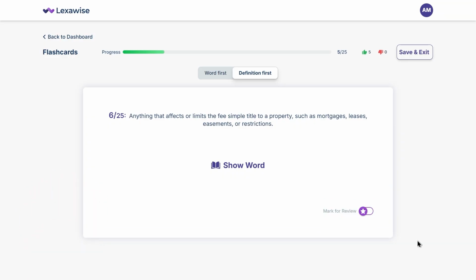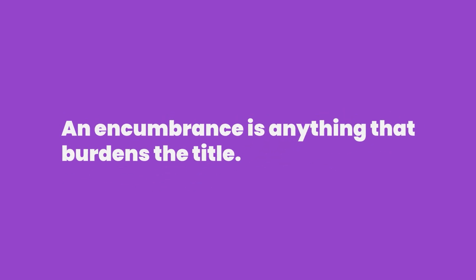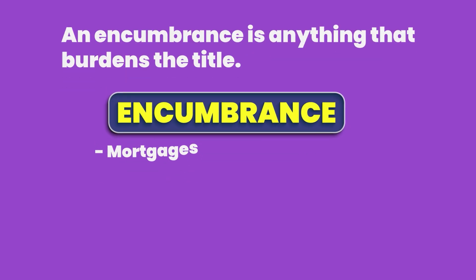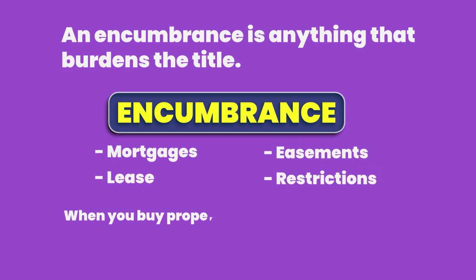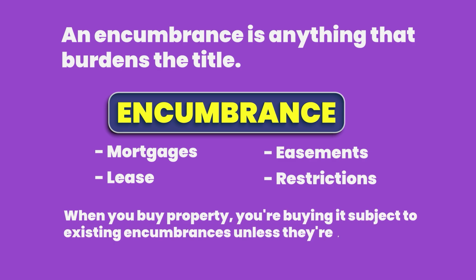The right term is encumbrance. An encumbrance is anything that burdens the title. It doesn't necessarily prevent transfer of ownership, but it affects the property's value or use. Mortgages, liens, easements, restrictions, they're all encumbrances. When you buy property, you're buying it subject to existing encumbrances unless they're removed.